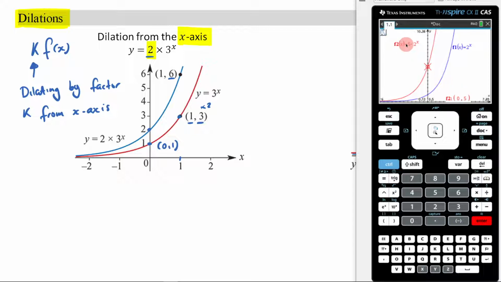So when I have a dilation factor of 5 from the x-axis, now my y-axis intercept in this scenario would be 5. So that's how a dilation from the x-axis operates. All right, we'll pause here and then we'll talk about another type of dilation.